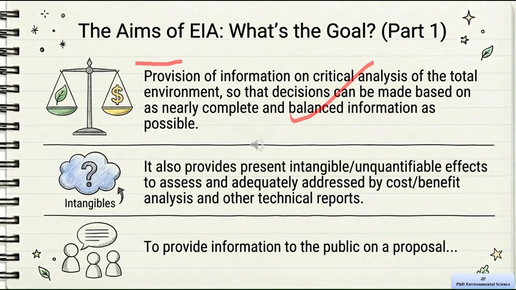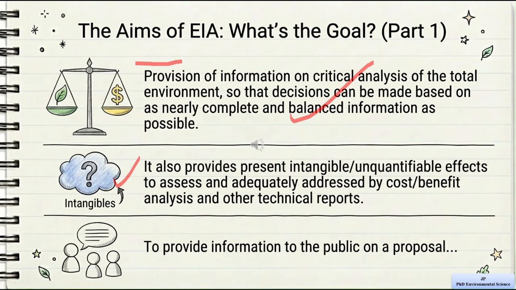Second, include intangible effects. Intangible means things that are difficult to measure in numbers. Examples of intangible effects are loss of natural beauty, cultural impact, and social disturbance. EIA includes these effects also, not just things that can be measured, like money. Normal cost-benefit analysis may ignore these, but EIA tries to include them in decision making.